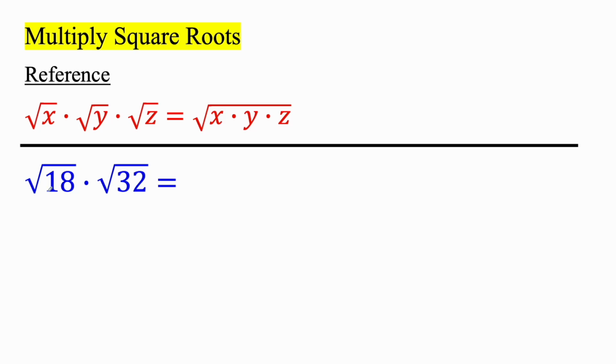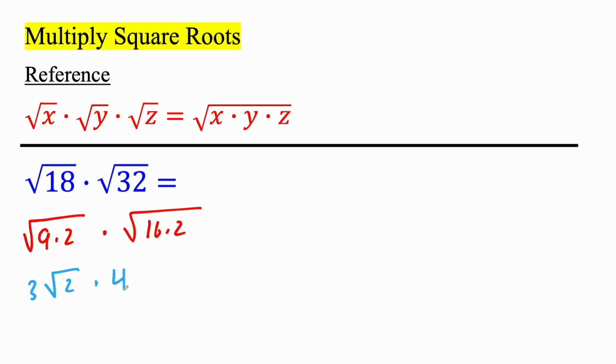Now this problem, the square root of 18 isn't going to give us a nice number, but if you wanted to, you could rewrite it as the square root of 9 times 2 times the square root of 16 times 2. And we know the square root of 9 is 3, so we can say 3 square root of 2 times, and the square root of 16 is 4, 4 square root of 2, and 3 times 4 will give us 12, times the square root of 2 times the square root of 2, which gives you 2. And so we get 12 times 2 is 24.